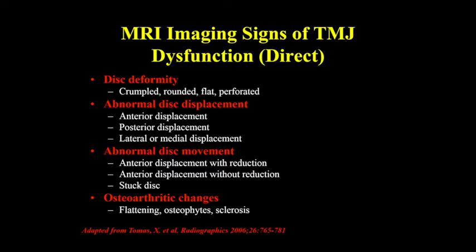Pure lateral or medial displacement are about 5 to 10% of disc displacement. Most are anterior displacement with a medial or lateral component in about 17 to 20%. Abnormal disc movement includes anterior displacement with reduction or recapture, anterior displacement without reduction or recapture, or a stuck or fixed disc. Osteoarthritic changes include flattening, osteophytes, and sclerosis.